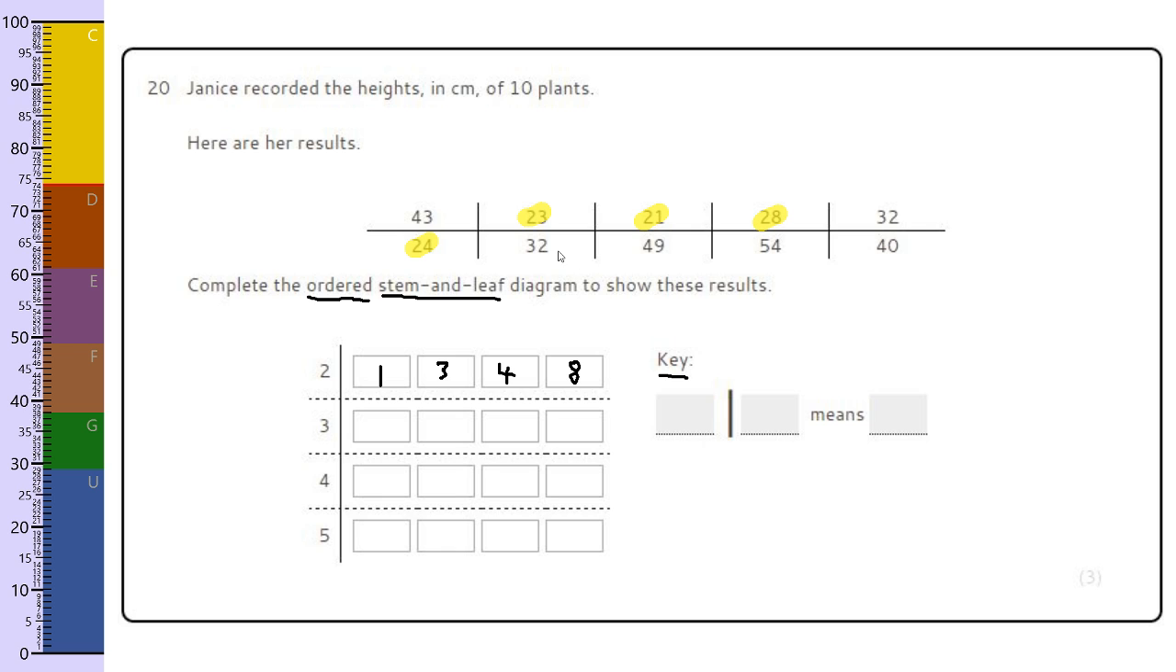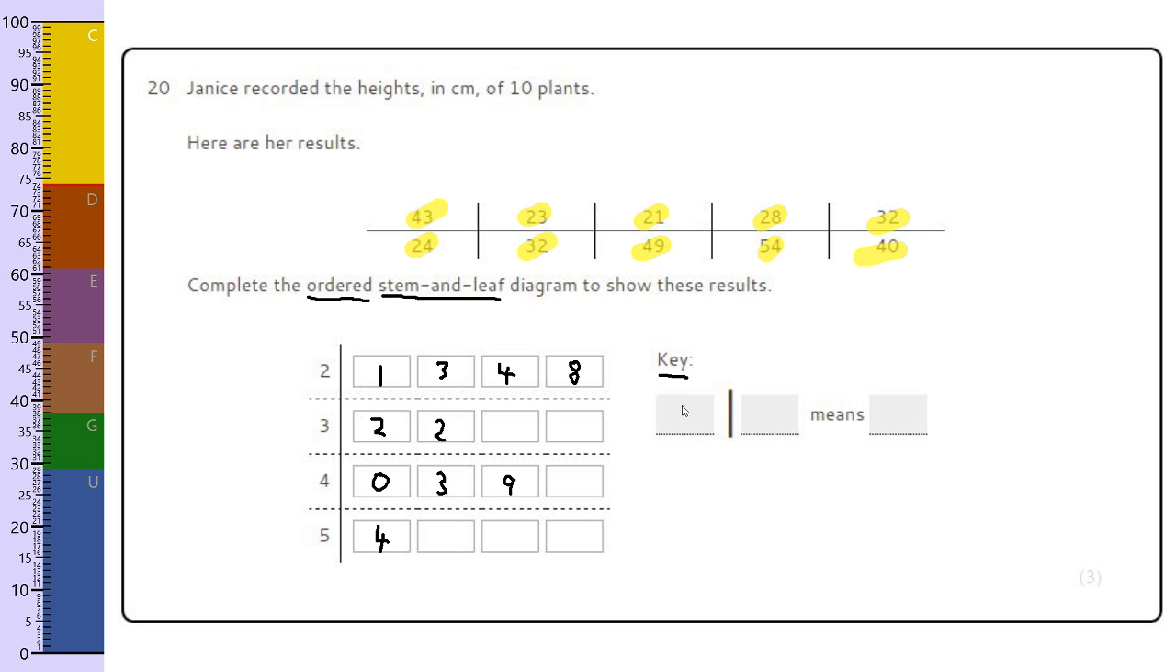Okay, 32 comes up twice. So it doesn't matter which order I put these in because they're the same number. Okay, 40 comes up next. And to do 40, you just put the 0. 43, 49, and then 54. Okay, so that's 2 out of the 3 marks.